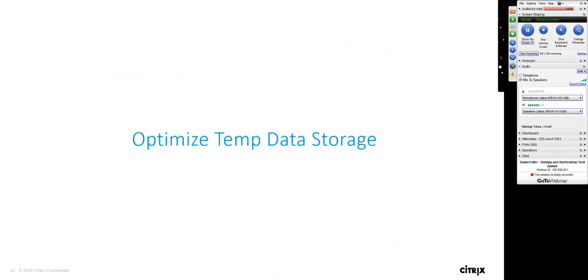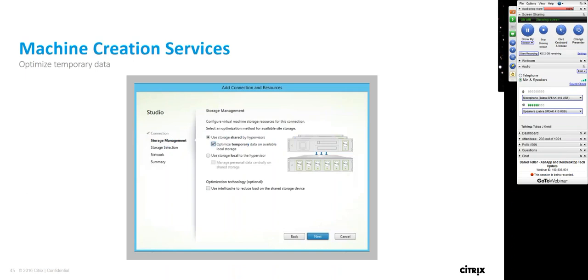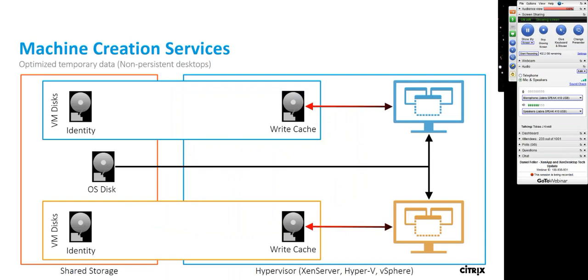However, do you really want to put temporary data, data you want to throw away, on shared storage? So with MCS, we now have a button that says optimize temporary data on available local storage. And how this changes the architecture is that instead of having a differencing disk for each VM on shared storage, that differencing disk becomes a write cache disk that's now stored locally on your Xen Server, Hyper-V, or vSphere server. So we're not doing all those writes on shared storage anymore. All those writes are now happening on our local hypervisor.